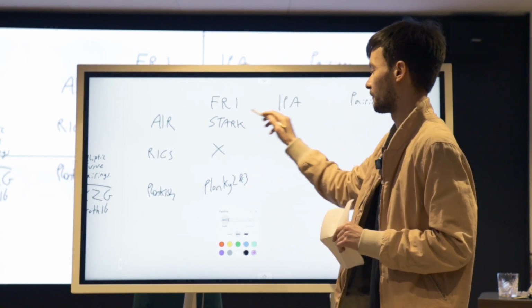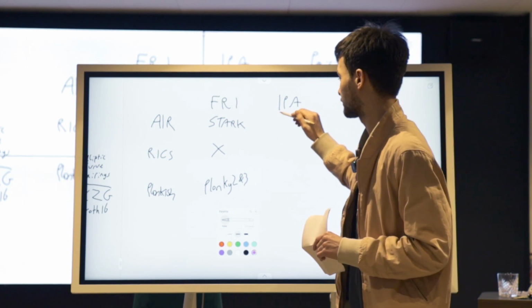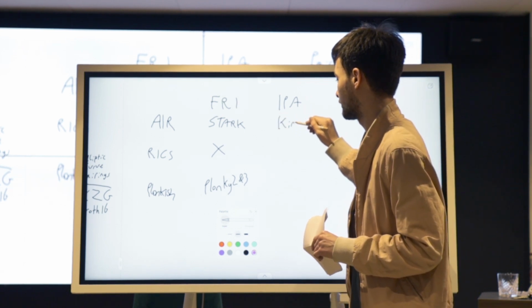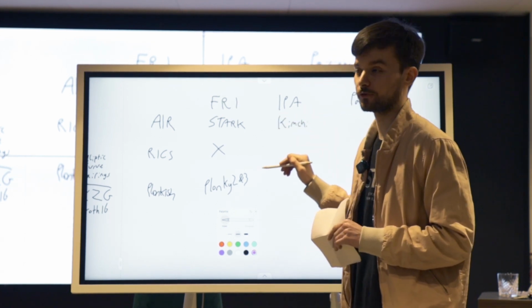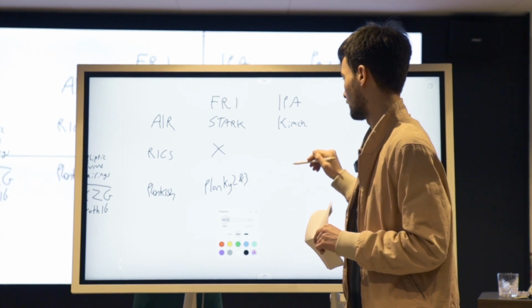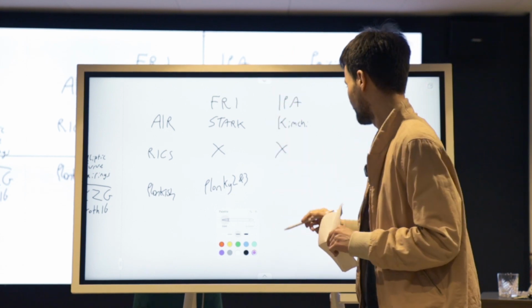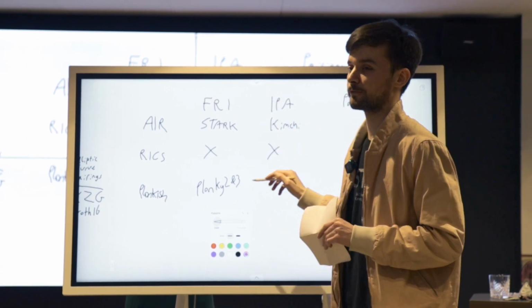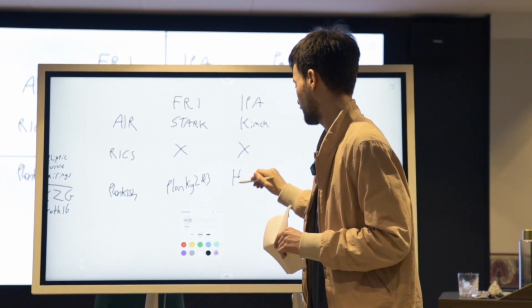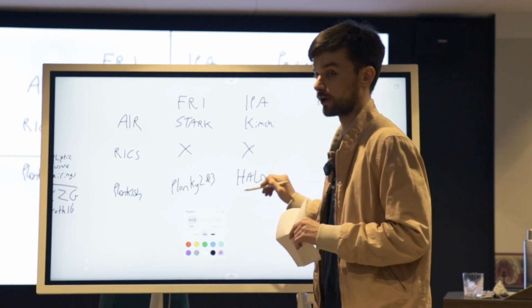If you do AIR with IPAs, I think that's actually Kimchi, which is what Mina uses. IPA with R1CS doesn't really exist. You could create it. IPA with Plonkish, Halo is that.